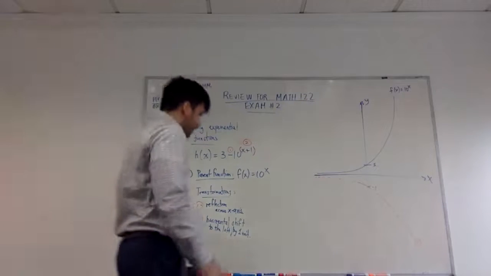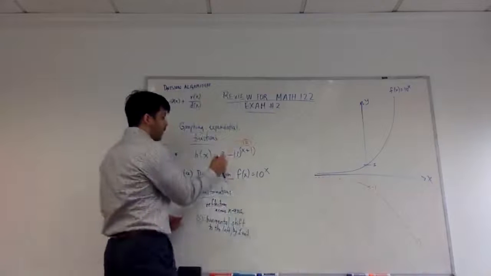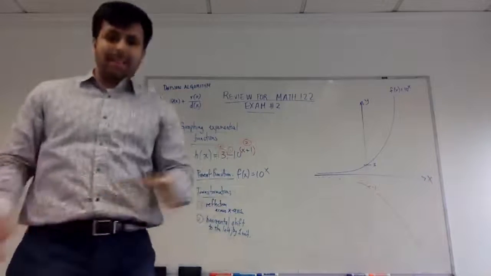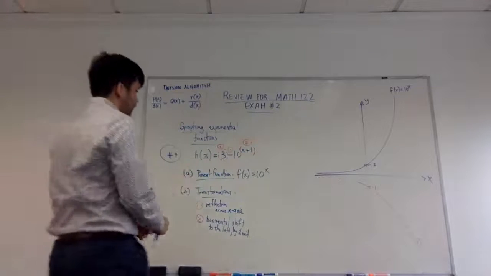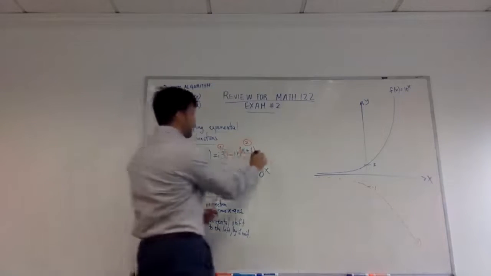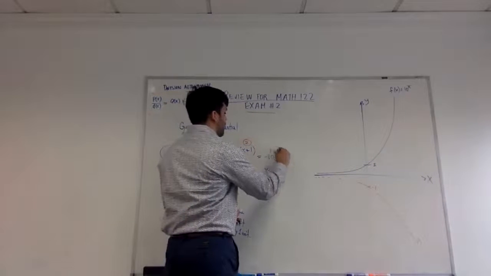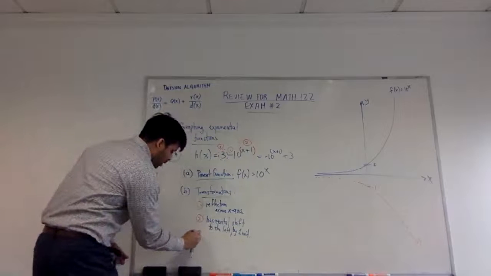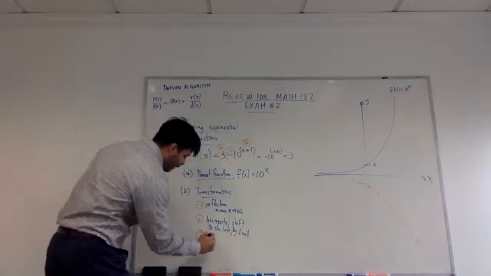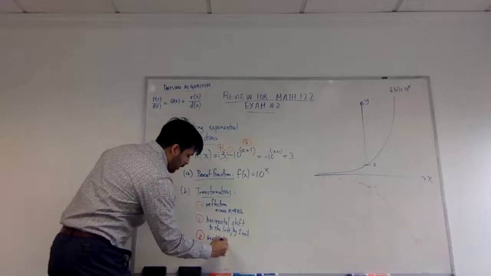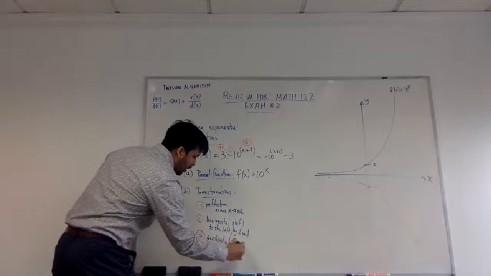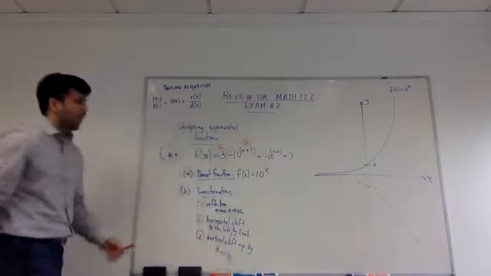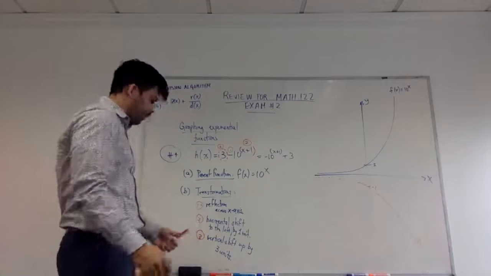And now the last thing I have to take care of is this 3. But this 3, I'm adding it. So I can rewrite this as negative 10 to the x plus 1, plus 3. It's the same thing. So I'm adding this. So this is going to be a vertical shift up by 3 units.